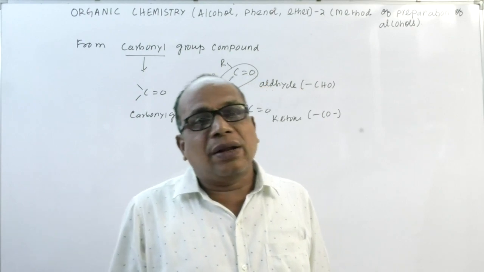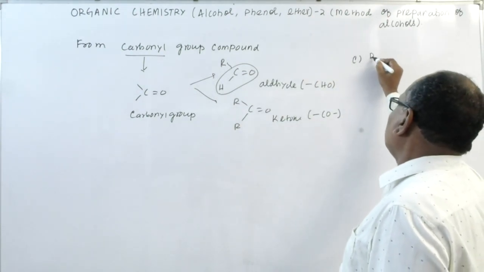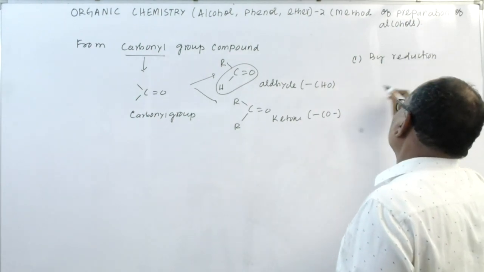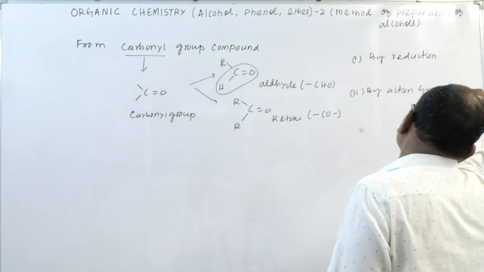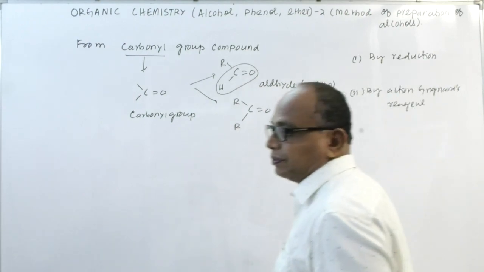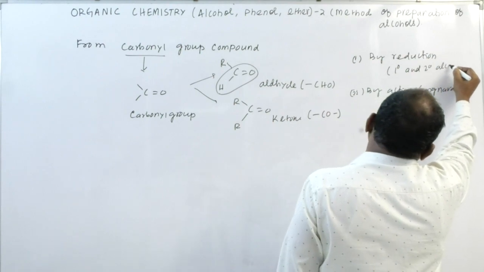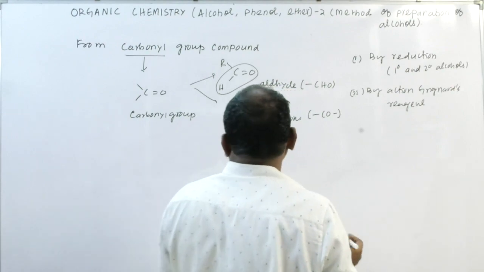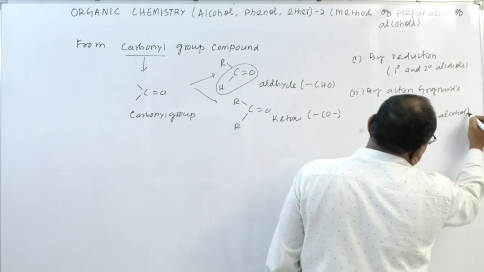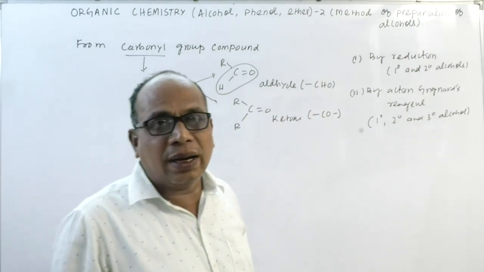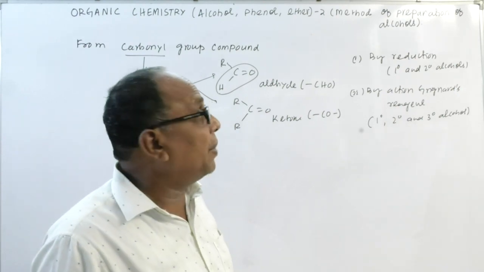The alcohols, particularly primary alcohol and secondary alcohol, can be prepared from aldehydes and ketones by two methods. One is by reduction, and the second is by the action of Grignard's reagent. By reduction, we can prepare only primary and secondary alcohols, but by the action of Grignard reagent on the carbonyl group, we can prepare primary, secondary, and tertiary alcohols. Okay, students, we will discuss one by one how the aldehyde and ketone get converted into primary and secondary alcohol by reduction.